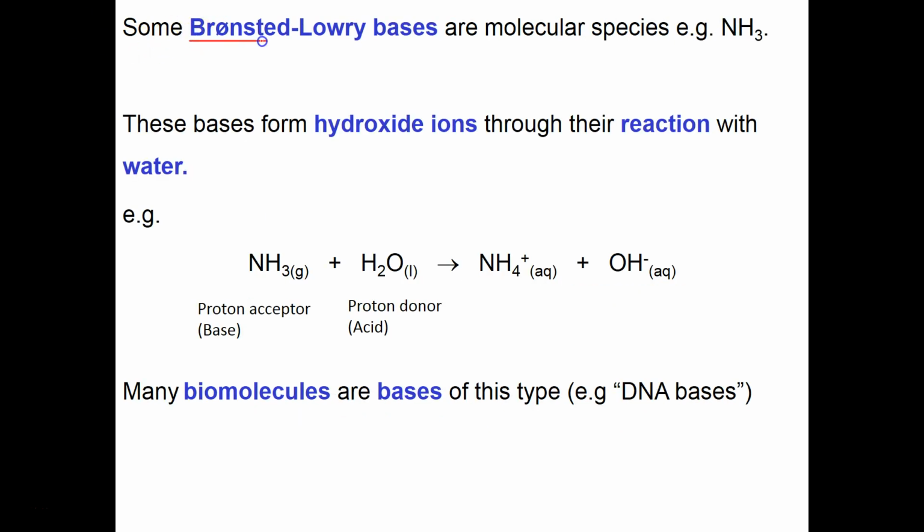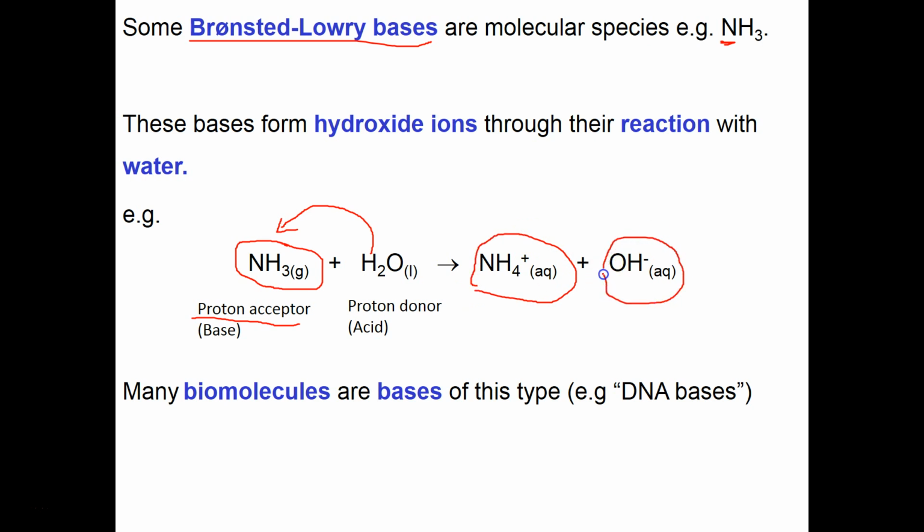So under the Bronsted-Lowry definition of a base as being a proton acceptor, this gives rise to the possibility that we can have molecular species that are bases. And these are often nitrogen-containing compounds. So when I take one of these nitrogen-containing compounds that functions as a base, it will act as a proton acceptor when it's dissolved in water, and the water will this time act as a proton donor, or acid. And so what is formed is a cation and the hydroxide ion.